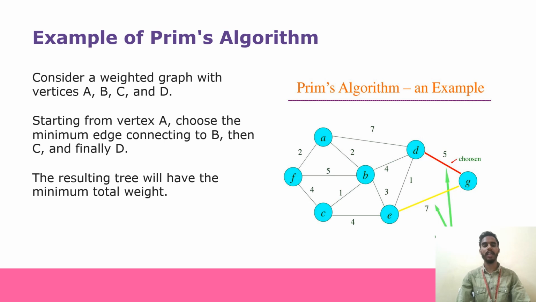In this slide, we can see the example of Prim's algorithm. Consider a weighted graph with vertices A, B, C, and D. Starting from vertex A, choose the minimum edge connecting to B, then C, and finally D. The resulting tree will have the minimum total weight.